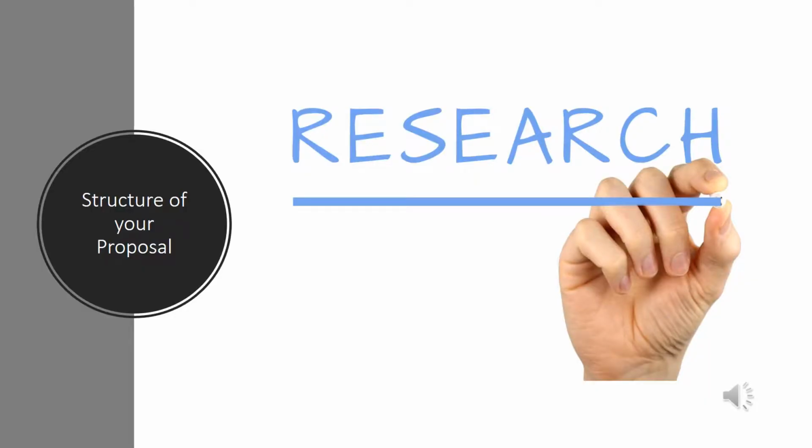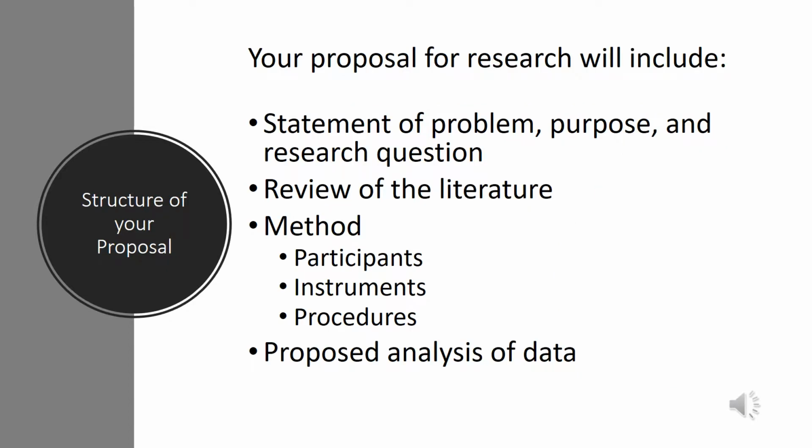First, let's quickly review what the structure of your proposal to write a thesis is going to look like. Your research proposal will contain a statement of the problem, its purpose, and your research question. That will be the first section, or chapter 1 if you like. Then you will include your review of the literature. You've already written that, and we'll just tweak that if we add additional resources. We'll talk about that again in a few minutes.